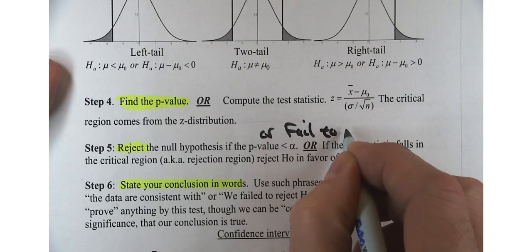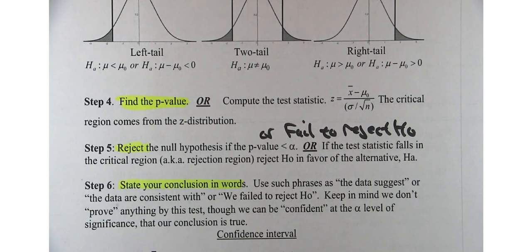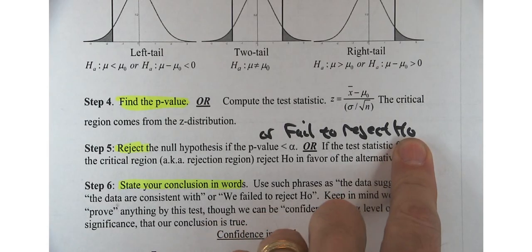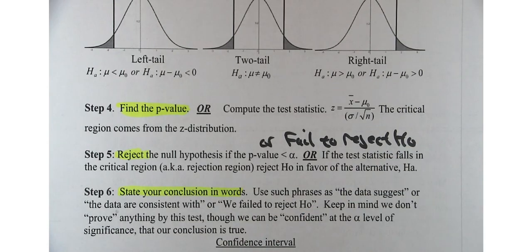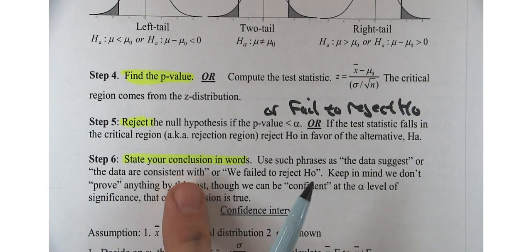To reject H0. I don't want to say prove H0 or conclude H0, because we're assuming that H0, the null hypothesis, is true to begin with. So we want to be careful about that. Last but not least, after you're done, you need to state your conclusion in words. We'll take a look at that part as well.